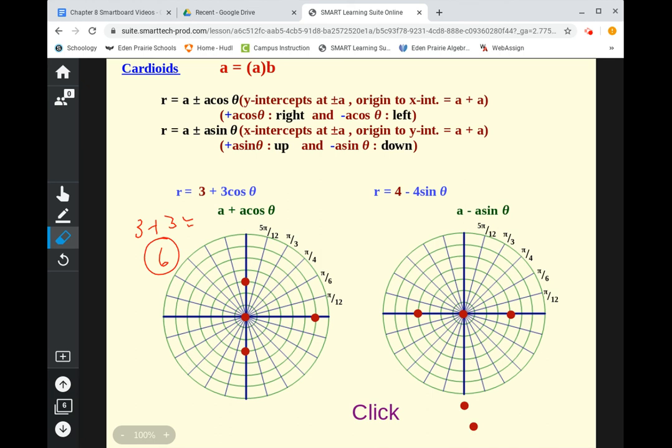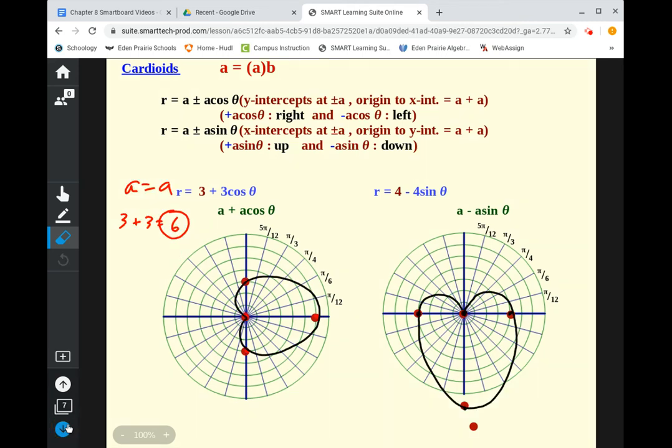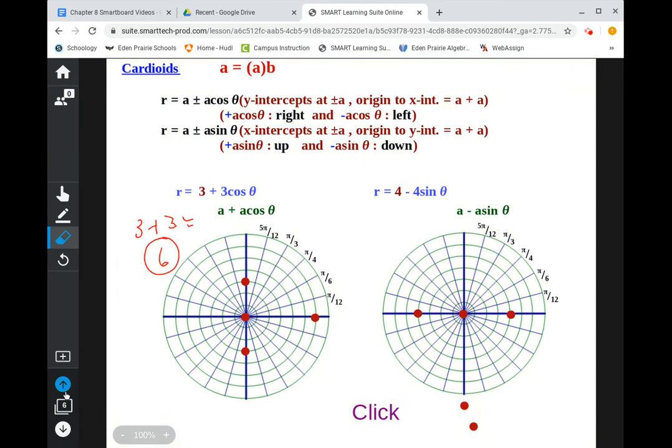Now I'll click here and you're going to see both answers. But looking at the first example, there's our cardioid. Looks like a heart, cardiac arrest. All right. Does not fold back on itself, does not go around the origin. Second example, it's a sine. All right. Remember that A equals A, so it's a cardioid, and it's 4. So that's now on the x-axis.